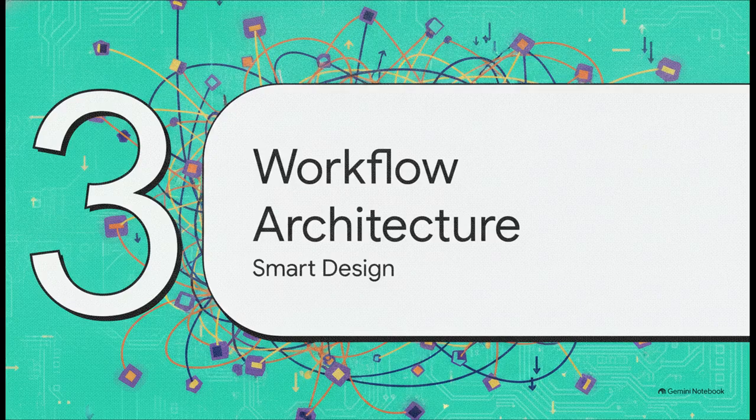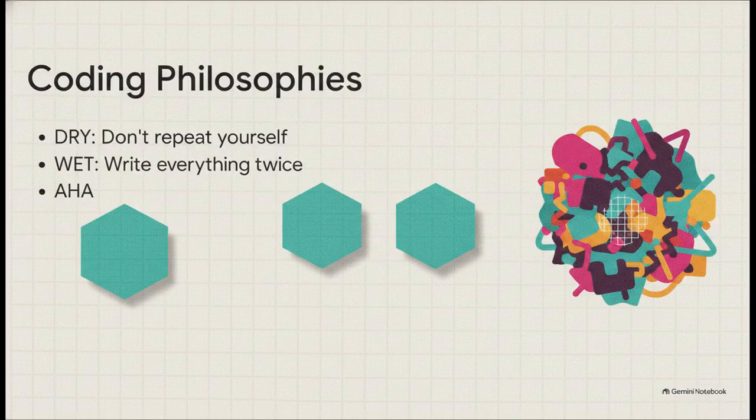Section 3. Smart Workflow Architecture. Okay, so with our data successfully flowing, we really need a blueprint to manage it all. Because as your automations grow, they can quickly turn into this massive, tangled web of nodes if you aren't careful. Now, while traditional developers will always preach the DRY principle, don't repeat yourself, n8n builders actually thrive on a totally different mindset when we're mapping out logic.